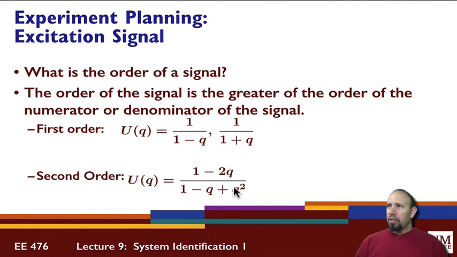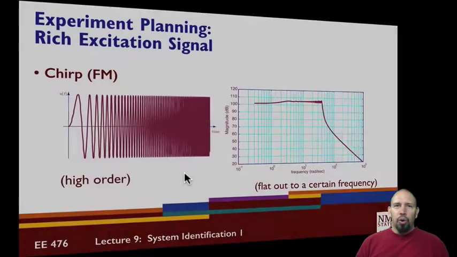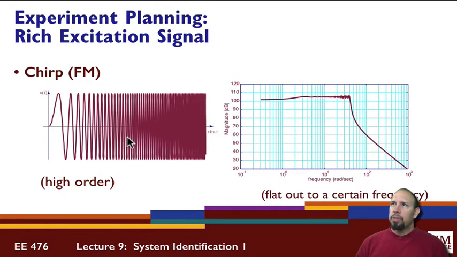Here is a second order signal. This is actually the Q transform for a sinusoid. Even though the sinusoid is continually moving, it's moving in such a rhythmic fashion that it only counts as a second order signal. For higher order signals, we can consider something like a chirp signal, sometimes called an FM, frequency modulation. This is a sinusoid where the frequency keeps changing. In this case, it keeps increasing. If you were to take the Q transform of a sampled version of this signal, you would generally get a high order rational function out of it.